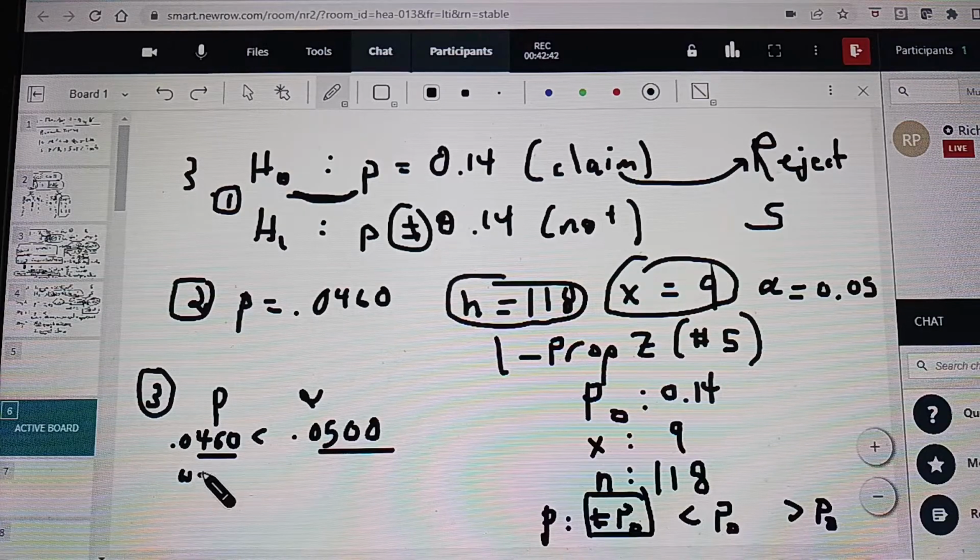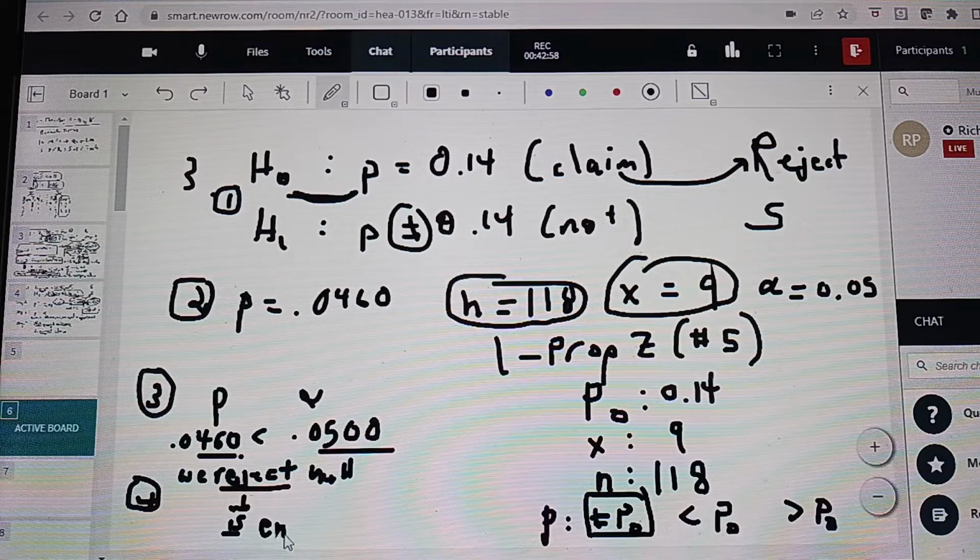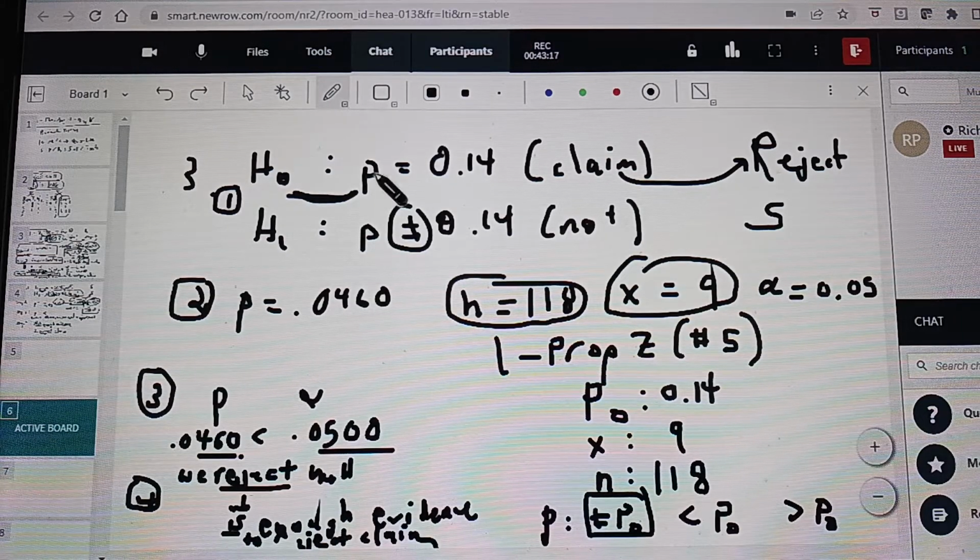So we reject the null hypothesis because the p-value is low. The p-value is less, the null must go. And if you reject the null, then there is enough evidence. You either put not for both of them or not for neither of them. There is enough evidence to reject the claim, not support the claim. To reject the claim. We can reject this claim and say it's not equal to 14% anymore.